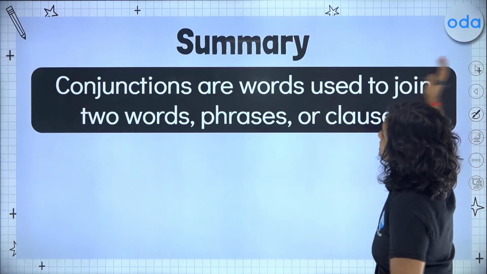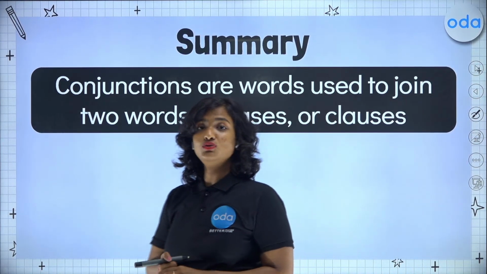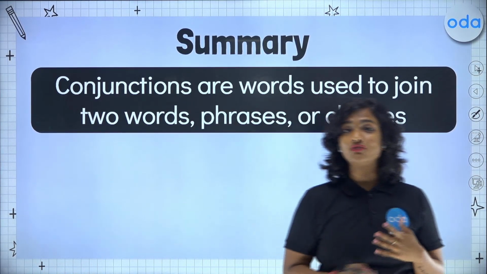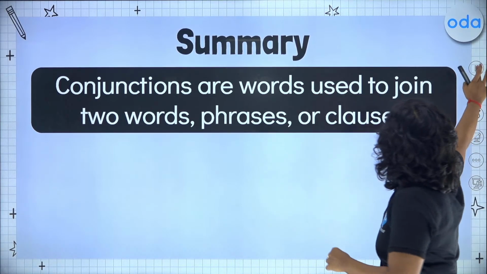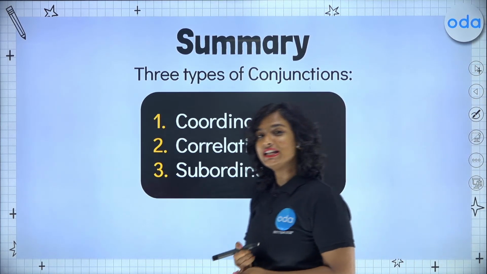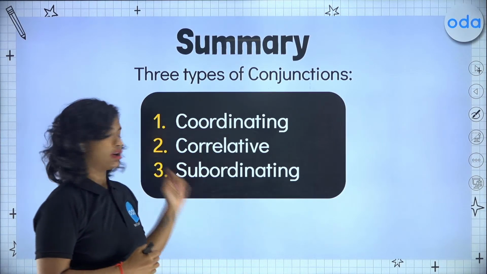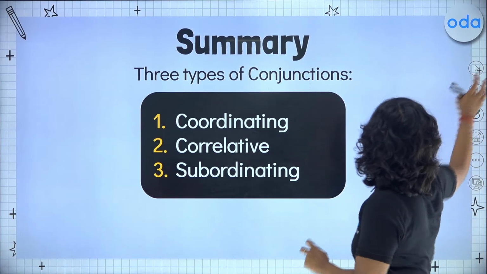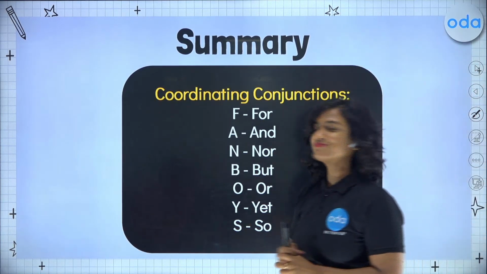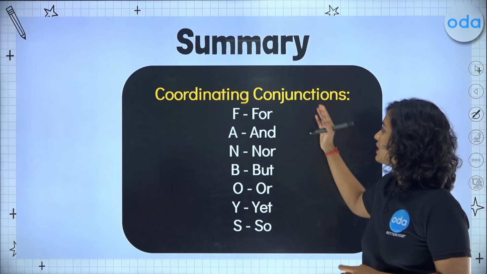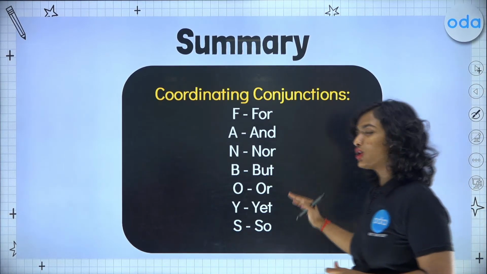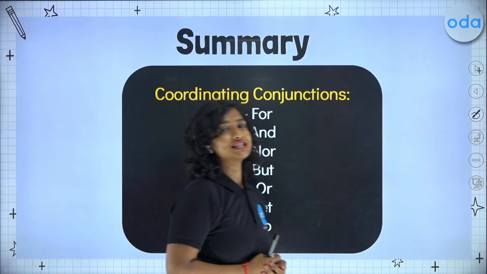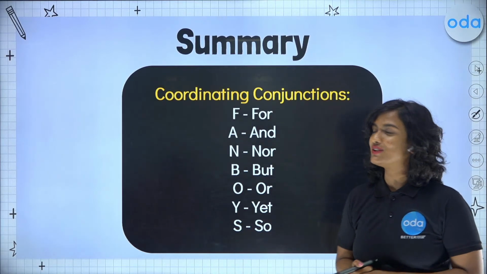Now, quick summary, conjunctions are words that are used to join phrases, words, or clauses. So they are linking words, they're connecting words. We have three types of conjunctions: coordinating, correlative, and subordinating. Today we have talked in depth about coordinating conjunctions, which are fanboys. We have 7 coordinating conjunctions: for, and, nor, but, or, yet, and so. To learn more about correlative and subordinating conjunctions, you can come back to the next video and let's learn about that together as well.